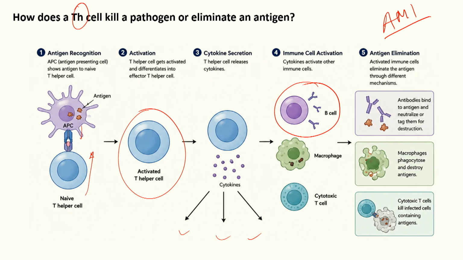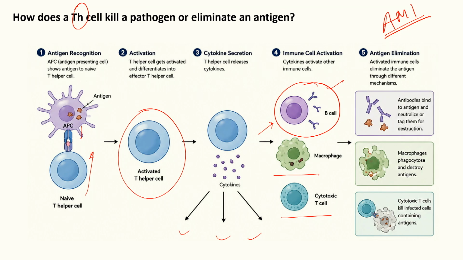And apart from this, we can see that B cell activation can lead to generation of different antibodies. The macrophages can be activated. The cytotoxic T cell population can be activated by different kinds of cytokines. But mostly when we are trying to understand T helper cells, we are discussing the antibody mediated immune response. So this is generally the T helper cell specific immune response.